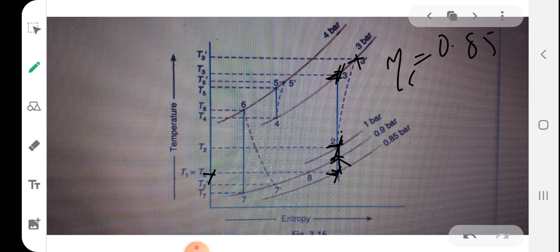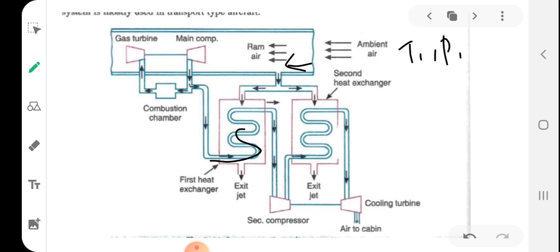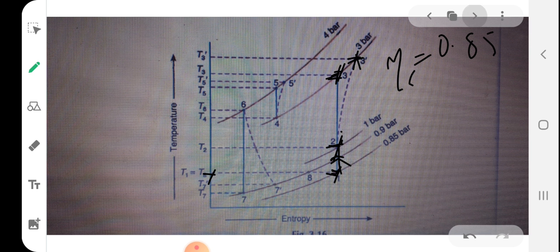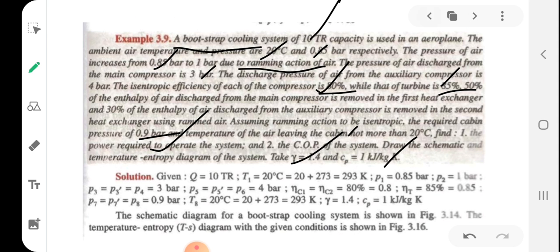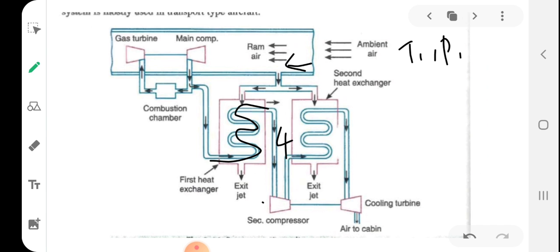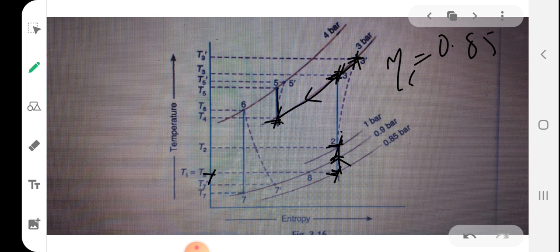Now what is happening after T3 dash? What will happen after it reaches T3 dash? It will pass through a heat exchanger. Heat exchanger passing means it is getting cooled at constant pressure. So it is cooled to 4. After 4 it will get compressed to 4 bar, isentropically. Actually from 4 to 5 is compression to 4 bar, but since it is irreversible, it is compressed to 5 dash.